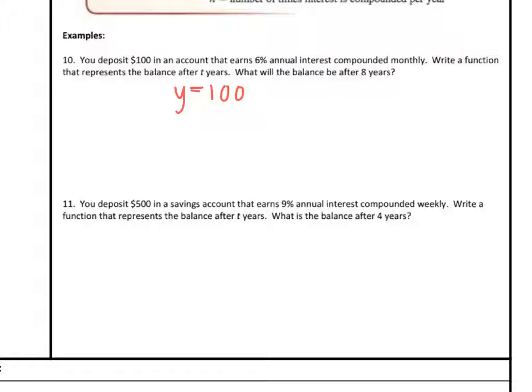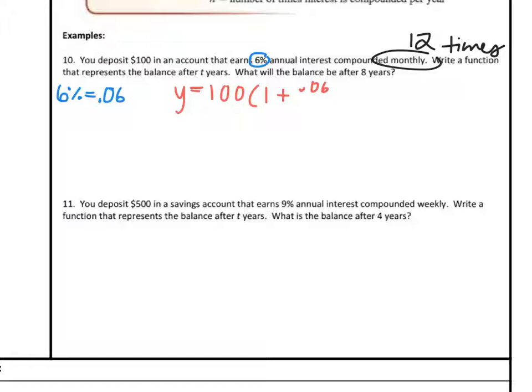Okay, we need our percentage as a decimal, so we've got 6%. What is 6% as a decimal? 0.06. Move your decimal place 2 to the left. So it'd be 1 plus, you're going to put 0.06, but then it's going to have to be divided by the number of times per year. It says compounded monthly. How many times a year is that? 12 times. So that is your n.